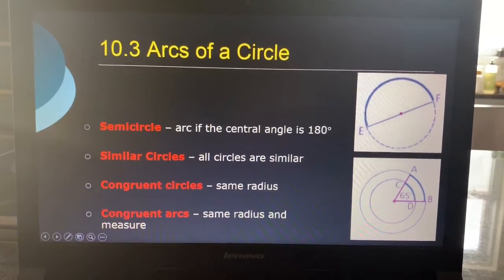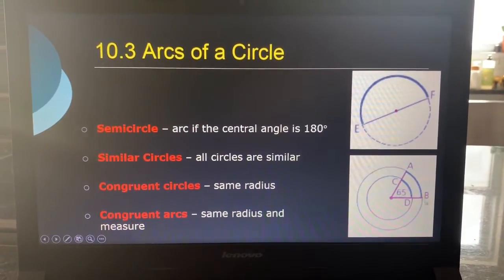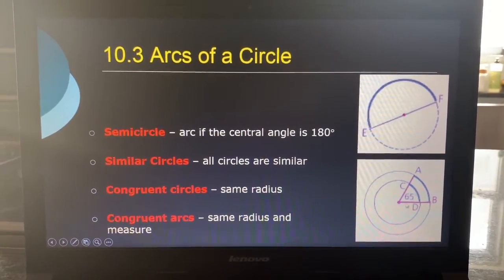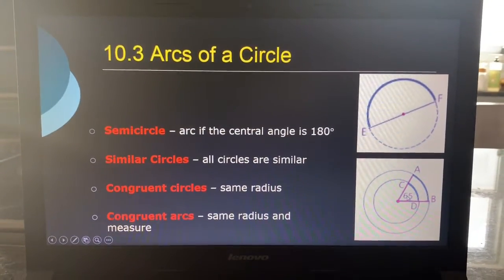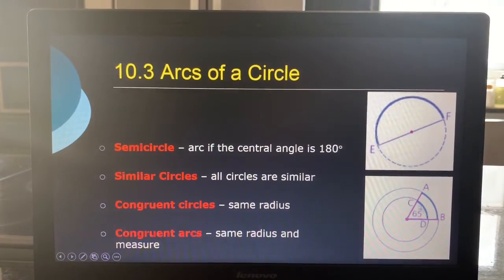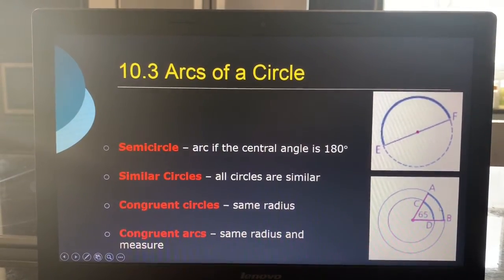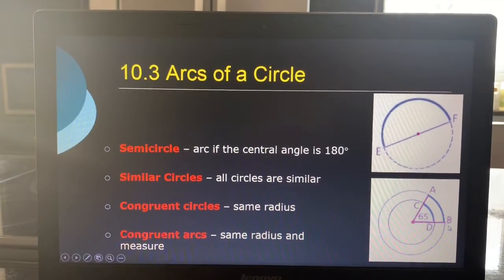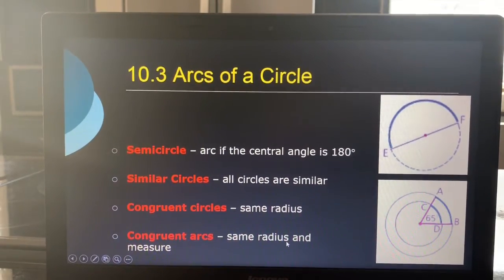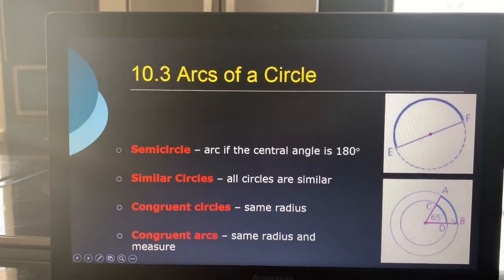What else? Congruent arcs. An arc's size and an arc's measure are different. Take a look at this arc AB versus this arc CD. Because they share the same central angle, you see this is a central angle, it's 65 degrees. Since the central angle is 65, the measure of AB is 65 degrees. The measure of CD is also 65 degrees. But the arcs are not the same size. So the size of an arc is different from the measure of an arc. And arcs are only congruent if they have the same size radius and the same measure. I hope that makes sense.